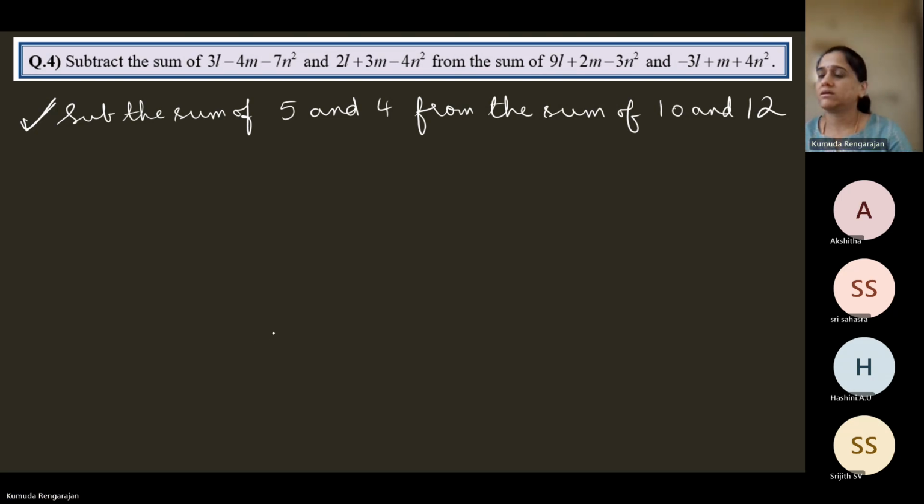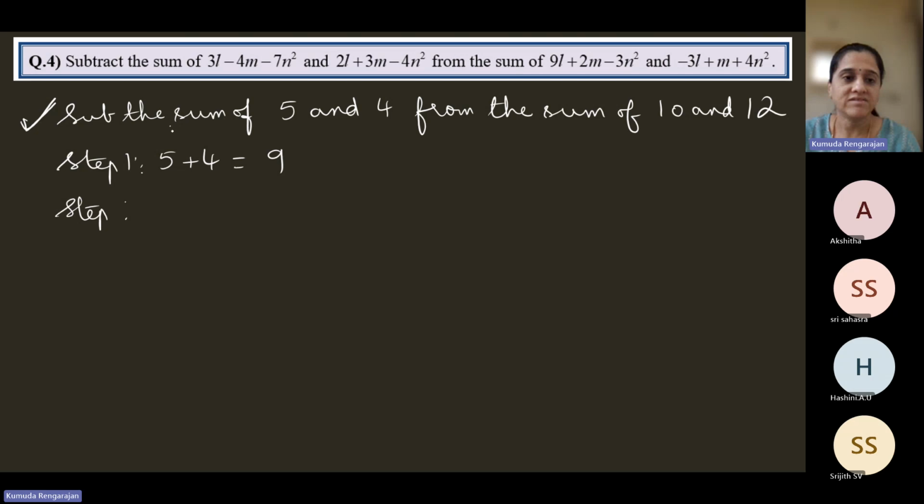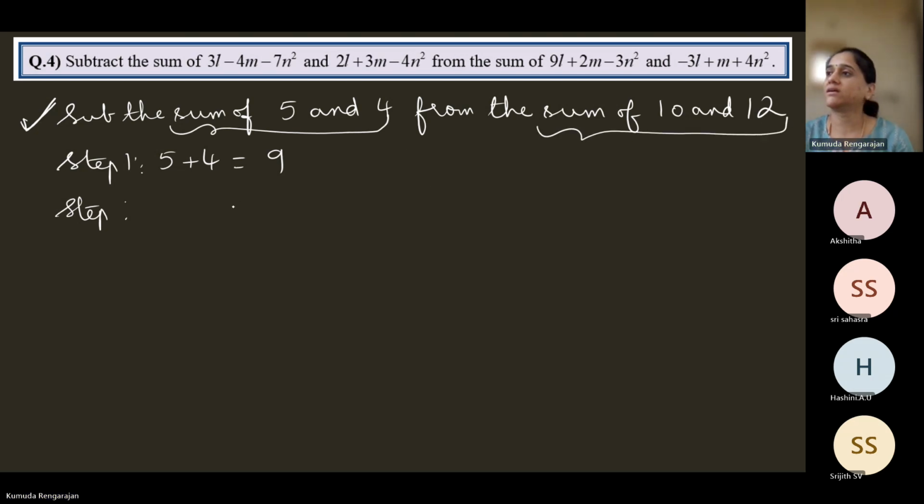So what do you do in step 1? You can do 5 plus 4 first. What is 5 plus 4? 9. In step 2, see, sum of 5 and 4 you should do first. Then you must do sum of 10 and 12. 10 plus 12, 22. Now, what is the sum of 5 and 4? 9, no? What is the sum of 10 and 12? 22.